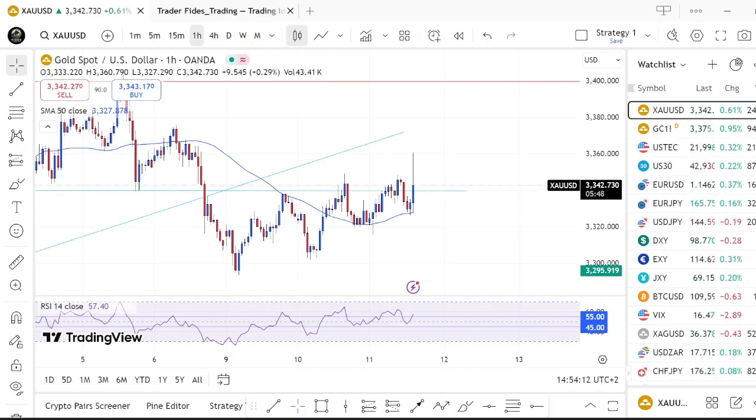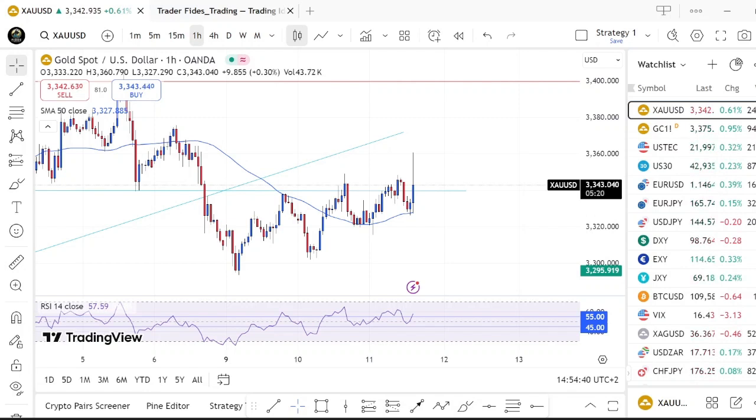In the Fides Flow market analysis, we take a look at gold as well as the indices. We do a deep dive into the price action and fundamentals behind gold, Nas100, and Us30, giving you a clear roadmap for the trading week ahead.